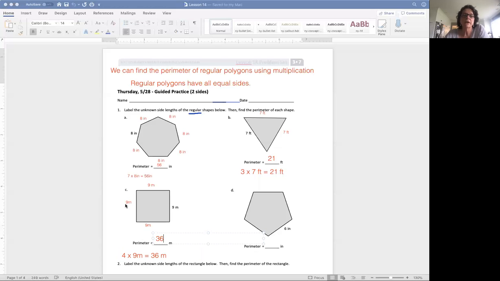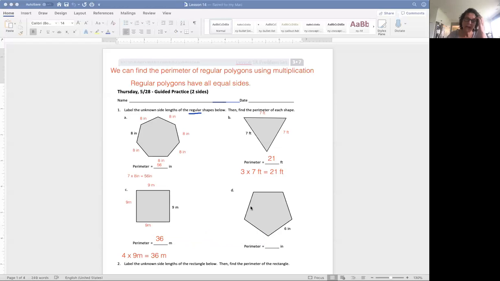Okay, so again, you could add 9 meters plus 9 meters plus 9 meters plus 9 meters. It would give you a longer number sentence. You would still arrive at the same answer if you were able to add those four numbers correctly, but it's quicker and easier to use multiplication with these regular polygons.